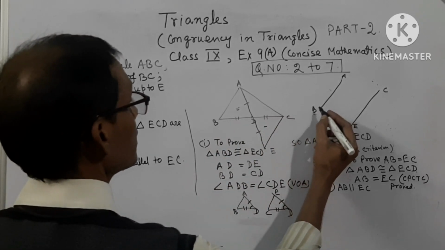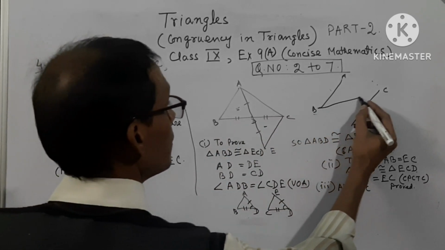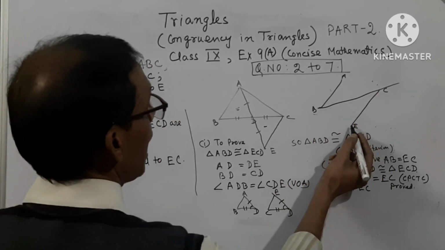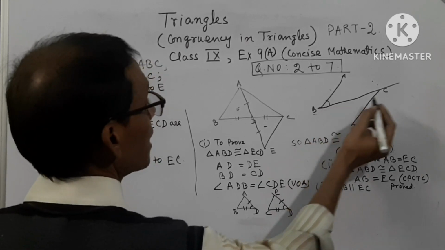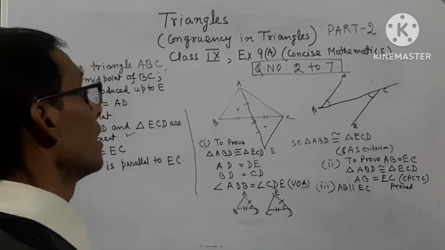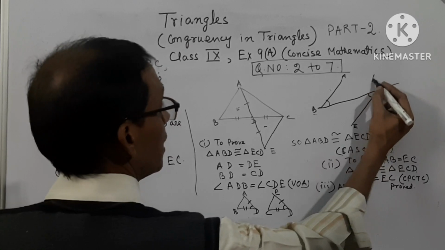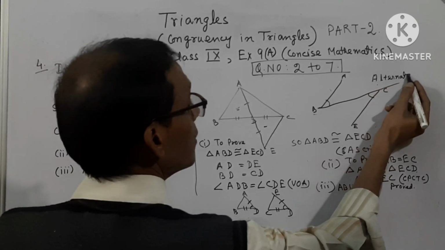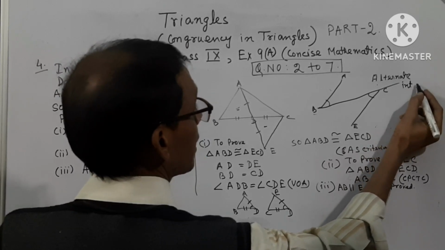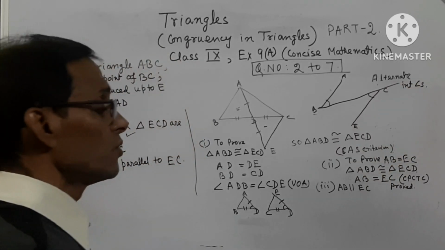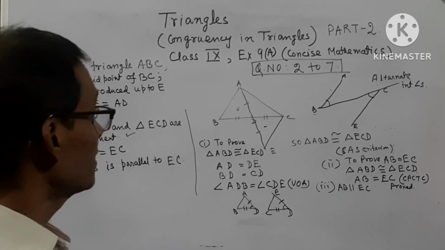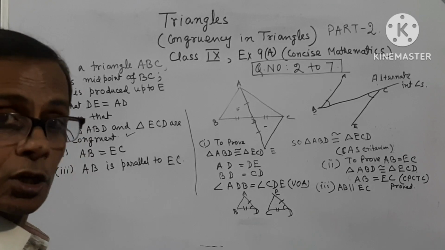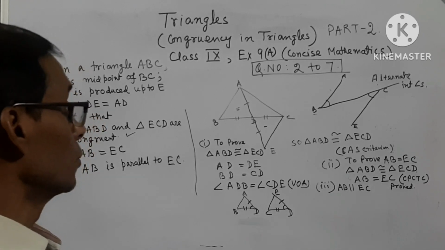Here if you can see B and C, this is the line, and ABC and ECB, this angle and this angle are alternate interior angles. This concept is in lines and angles. I will make the video and we'll talk in details about these rules.